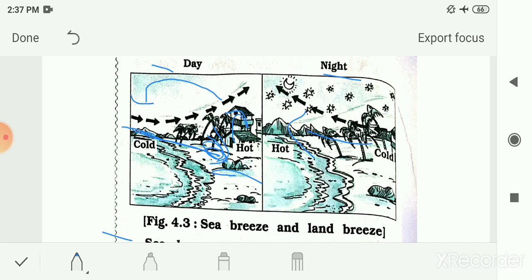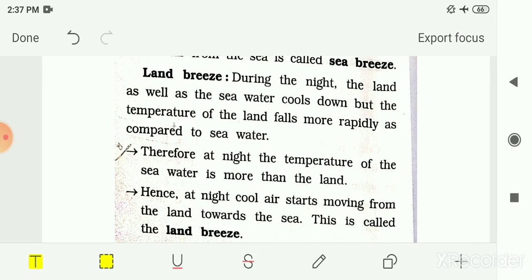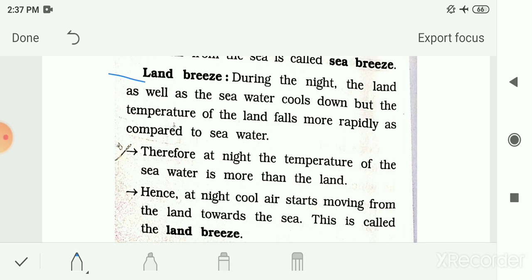So this is known as the land breeze. The breeze which blows from land to sea is known as the land breeze. Here it is shown to you. So during the night, the land as well as the sea water cools down, but the temperature of the land falls more rapidly as compared to the sea water.